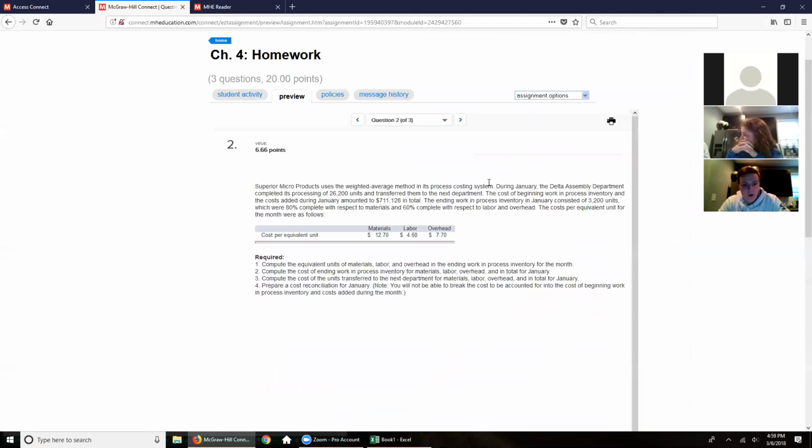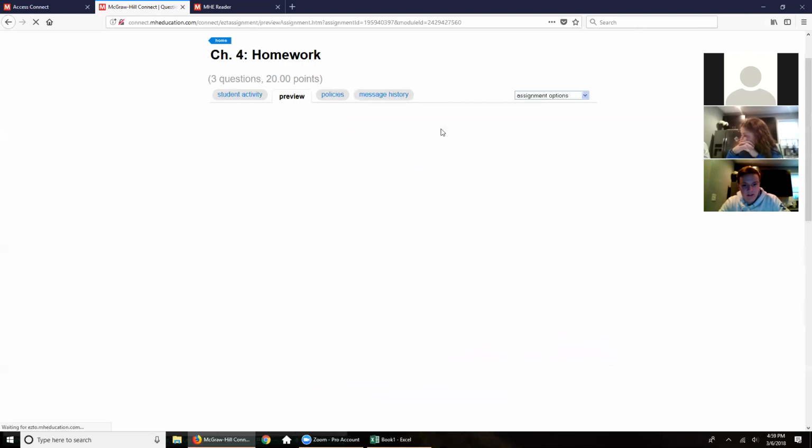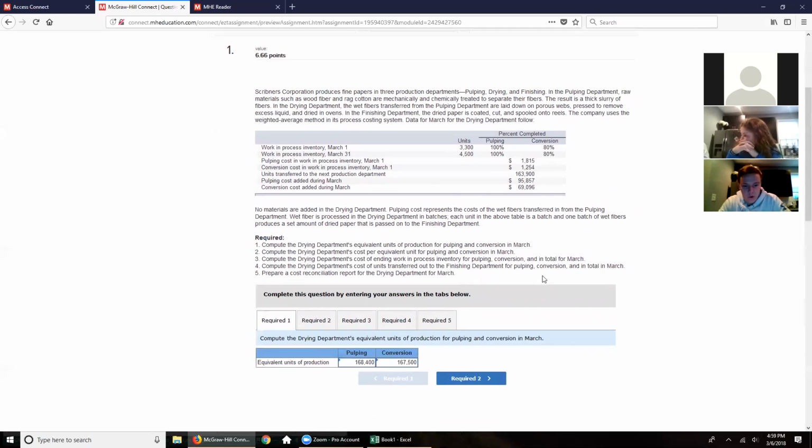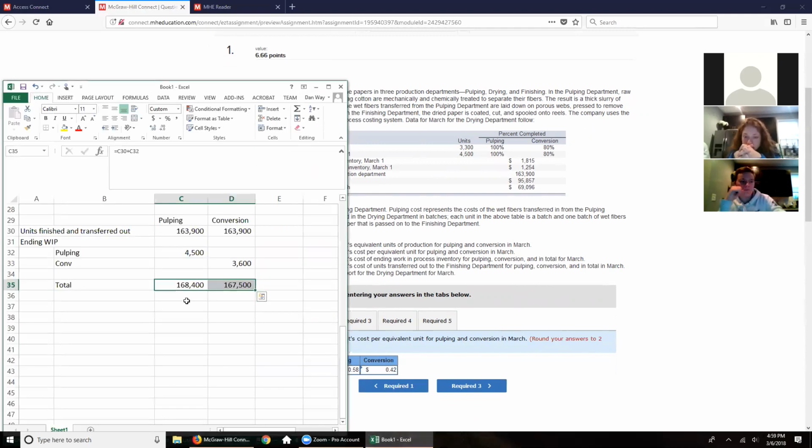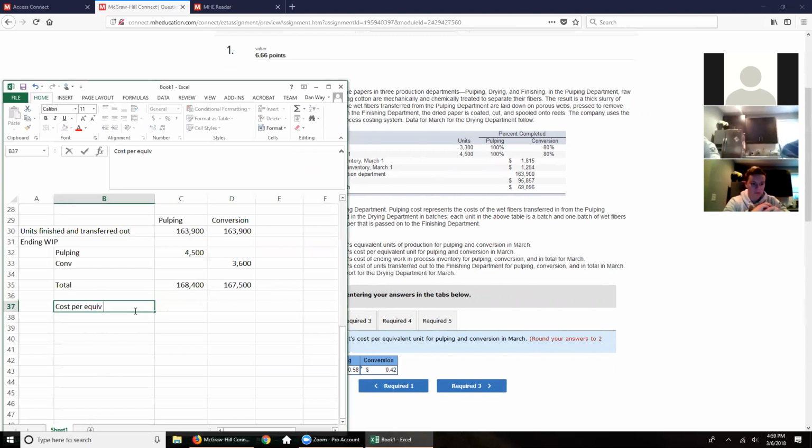Can we go back to number 1 on 4 real quick? There was requirement 4 or 5 was the one I spent the most time on. Okay. So let's see. 1 we said was, we just did 1, I guess. 2, cost per equivalent unit. Yeah. So once we had the total equivalent units, just to make sure we're on the right page here.